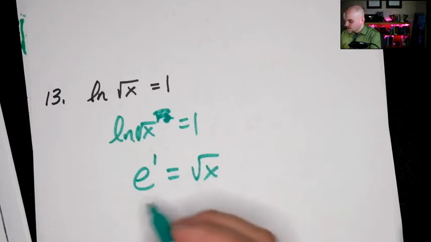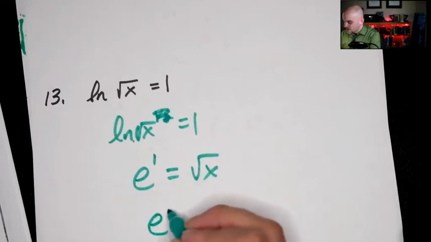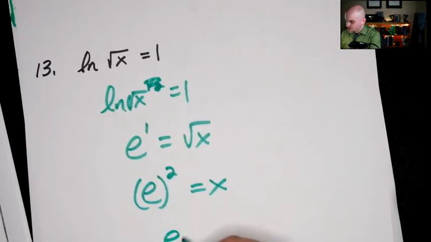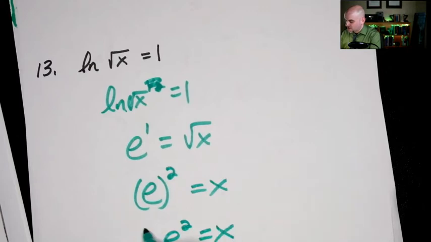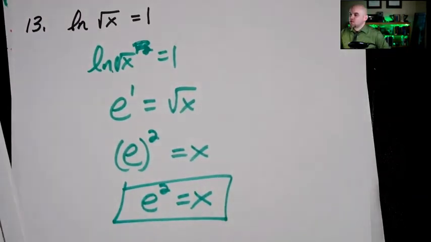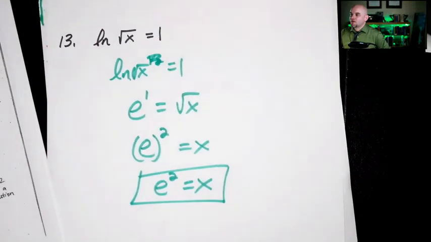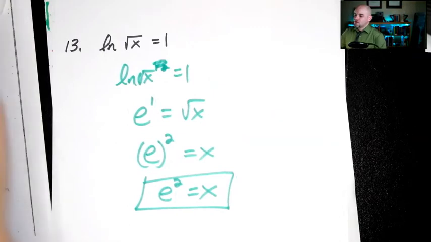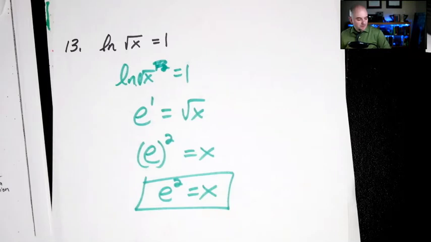So if I square both sides, I get e squared equals x, which is just e to the second power. That equals x there. I'm going to zoom out so you can see this a little bit better, and I'm not being cut off at the bottom there. And that all of a sudden got brighter, so let me dim this down. There we go. All right, next one. Let's look at number 14.